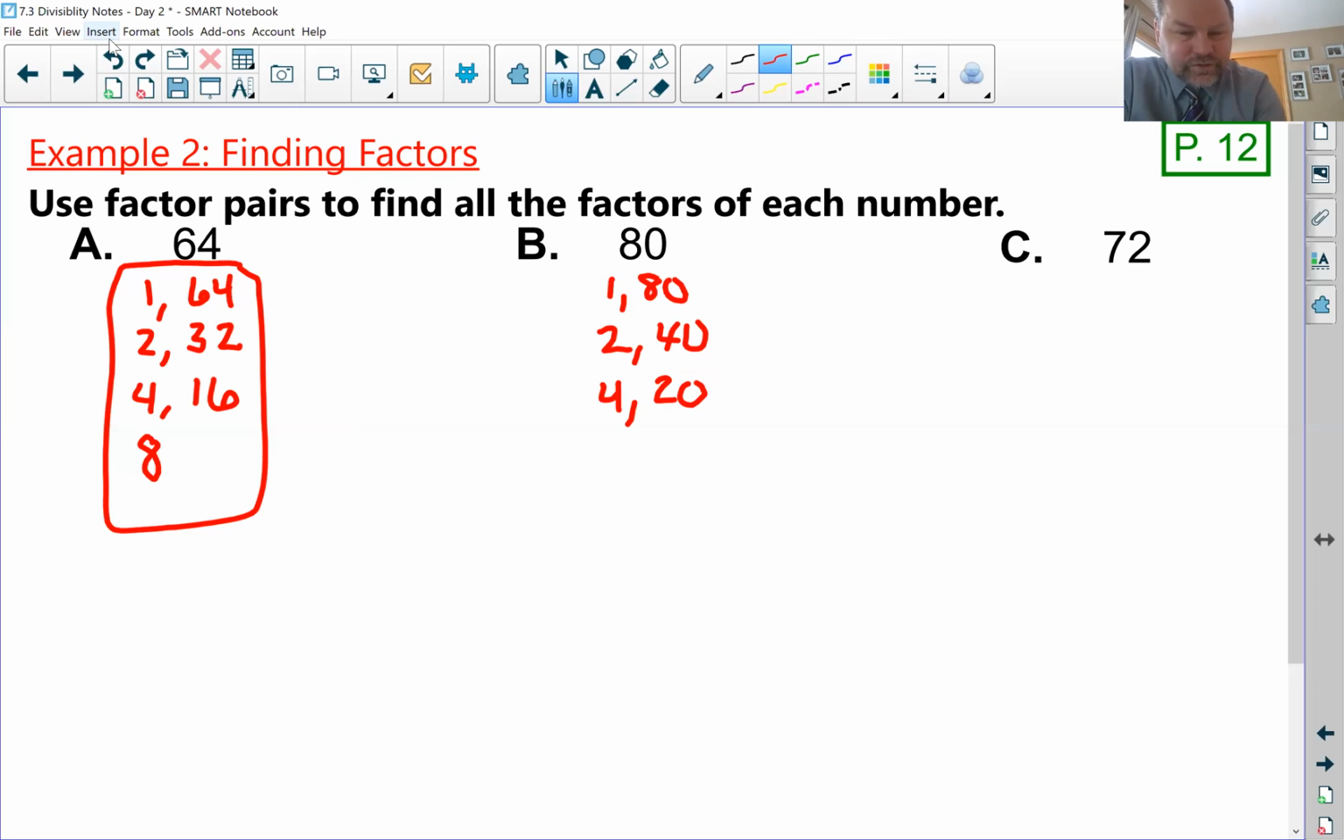5, it ends in 0, so 5 is going to work. 5 and 16. 6 is not a factor because 3 is not a factor. 7 is not a factor. 8 is a factor.